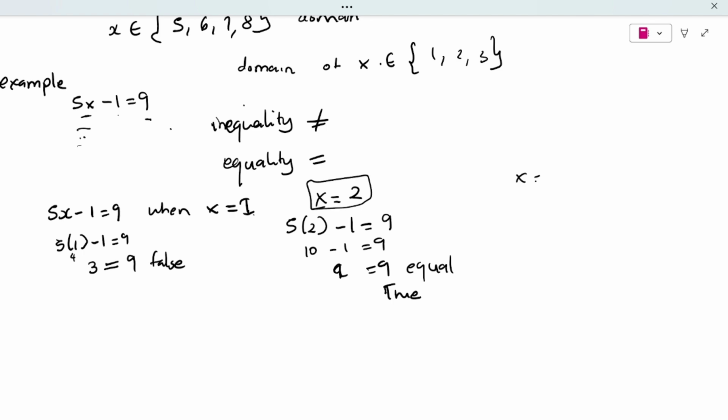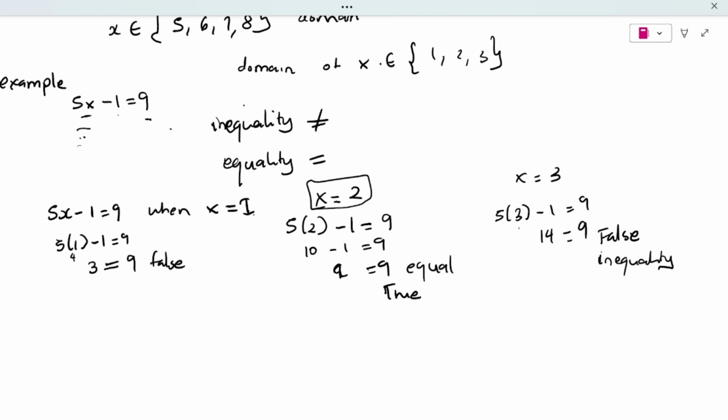But what if we put 3? 5 times 3 minus 1 is equals to 9. This is 15 minus 1, it's 14. This is false. There's no equality here. So when you're solving, you have to find the solution in the set of the domain. There's a time when you cannot find a solution, so that value is not in the domain. And sometimes you can find a set of solutions in a question.